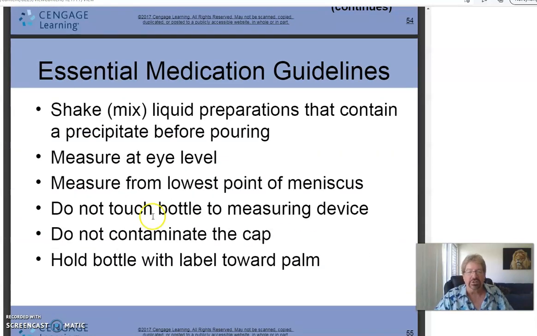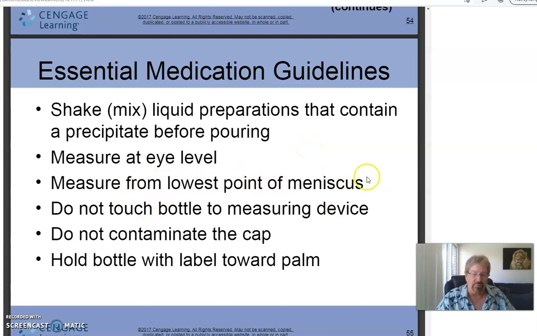Essential medication guidelines. Shake or mix preparations that contain a precipitate before pouring. Precipitate, guys, is a chemical term, when you've mixed a solid in with a liquid and it kind of settles out. That's precipitation. Well, you want to mix it back up. Measure at eye level. Why? You've got to be able to see that, guys, especially when preparing an injectable drug. Measure from the lowest point of the meniscus.